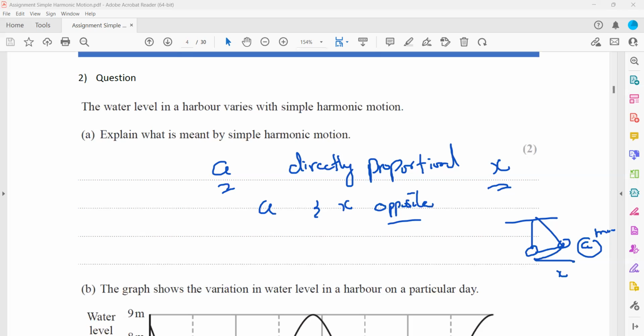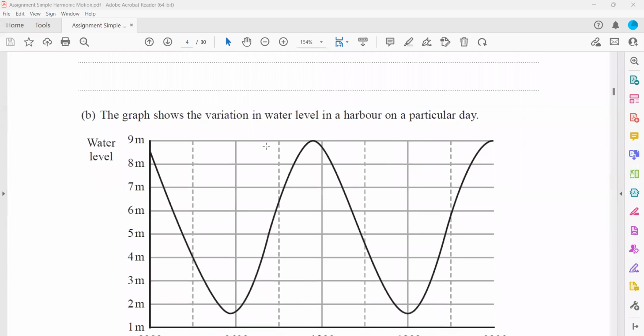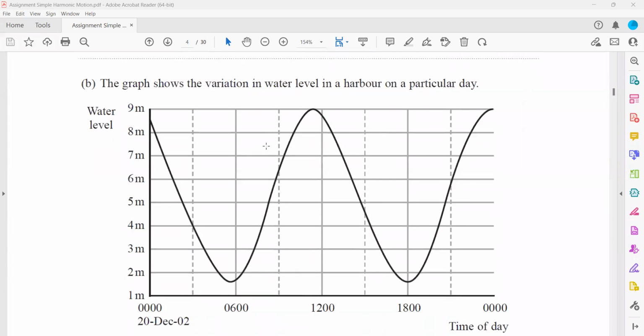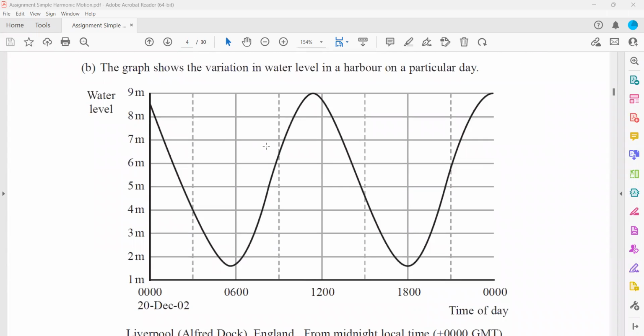The motion is always directed towards the mean position. That's why when we plot a graph between acceleration and displacement, if acceleration is positive, displacement is negative. If acceleration is negative, displacement is positive. So this will be the graph. So in simple harmonic motion, the acceleration and displacement are directly proportional and always in opposite directions to each other. The graph shows the variation of water level in a harbor on a particular day.